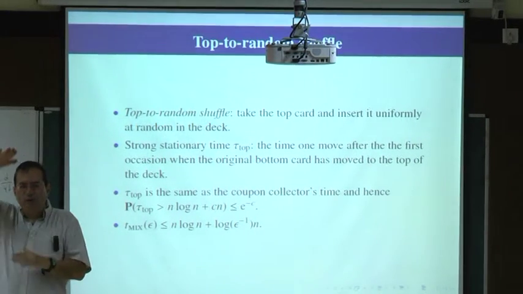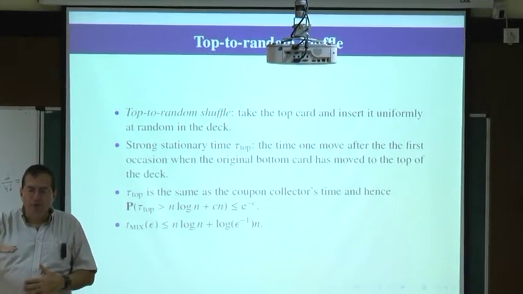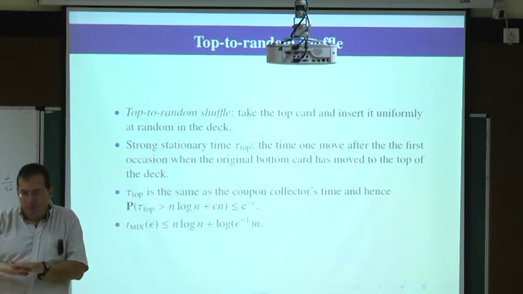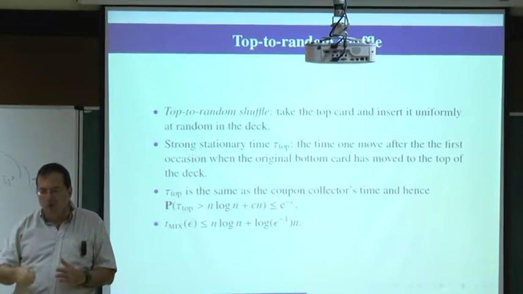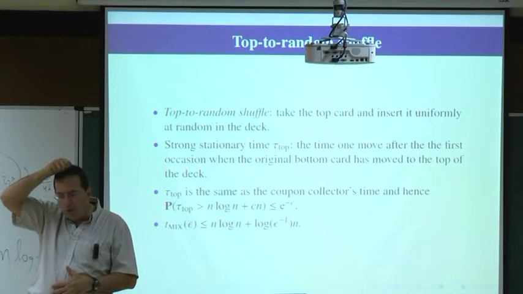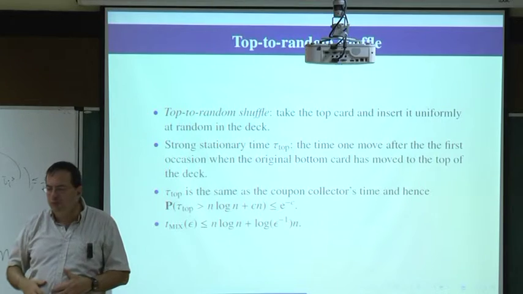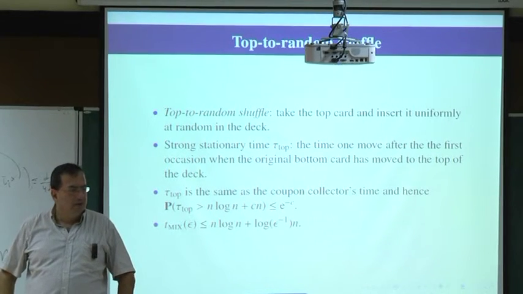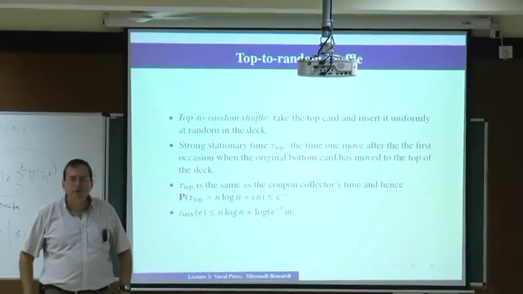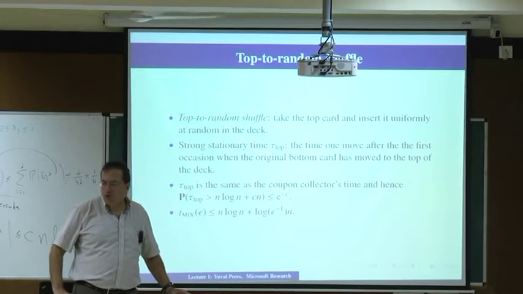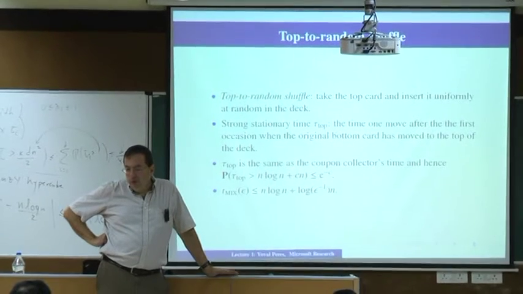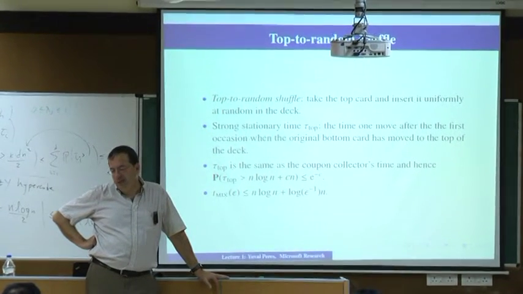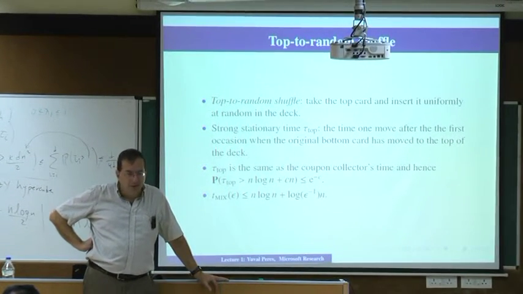After we remove it, we have n minus 1 cards with n positions, because we can put it in the very bottom or in the very top. So there are n possible positions to insert. The former top card is inserted in one of these n positions equally likely. Is this chain clear? It's called top to random insertion. This is not a reversible chain, but we can still look for its mixing time.